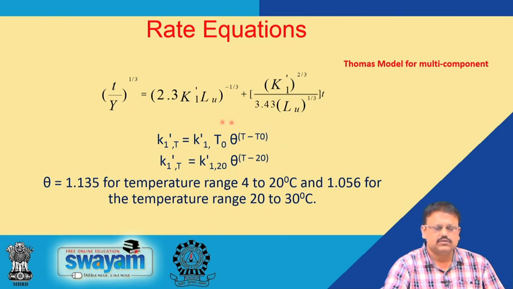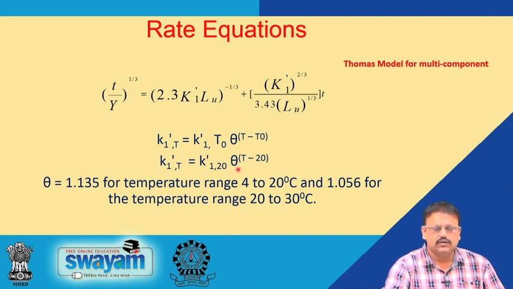temperature variation also increases the rate constant, and K1 prime at a base temperature, if we consider 4 to 20 degrees centigrade, is multiplied by theta to the power T minus T0. In this way we can define the equation, but it is observed that only a very narrow temperature range is possible for this reaction for any specific type of organism.